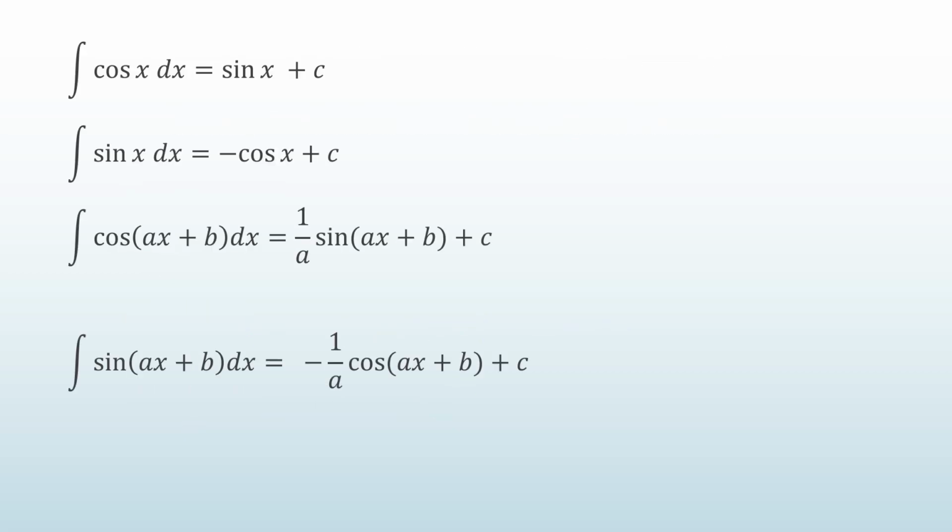So to find the integral of these functions, the integral of cos x is positive sine x. The integral of sine x is a negative cos x. The reason being, when you differentiate sine x, you get a positive cos x, and when you differentiate cos x, you get the negative sine x. Which is why we've got that negative sign there. Now, if you have a function cos ax plus b, you can see that the argument there is ax plus b, that gives us 1 over a sine ax plus b.